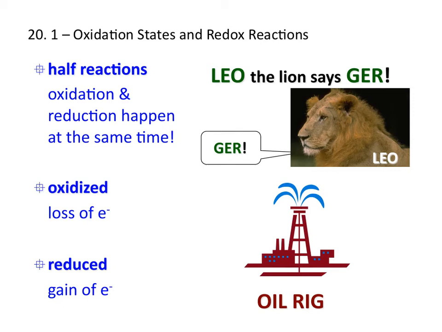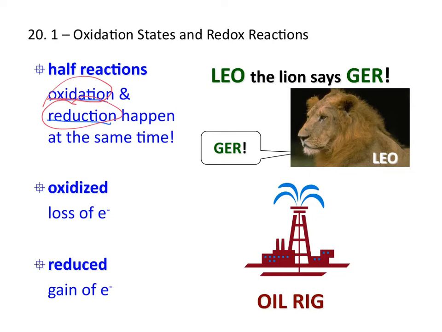So let's take a look at oxidation states and reduction reactions. This is covering section 20.1. What we need to understand is that oxidation and reduction occur simultaneously. Something needs to be oxidized and something needs to be reduced in order for these reactions to actually happen. So something has to give up electrons, and something has to gain electrons.